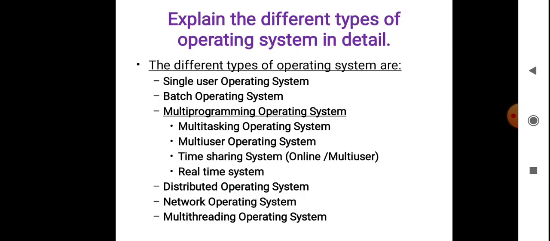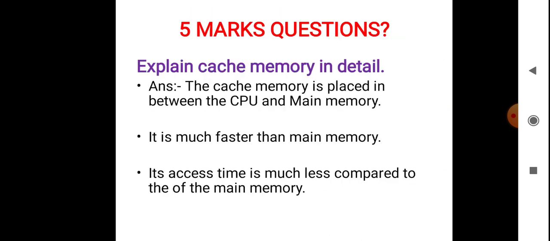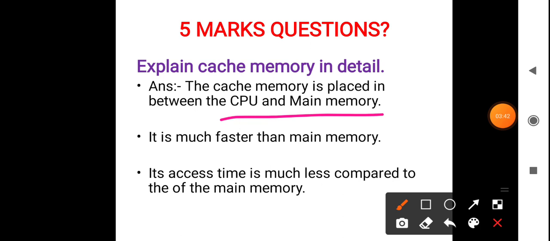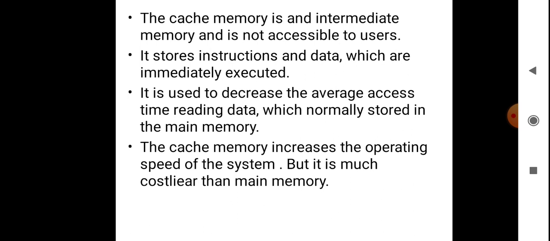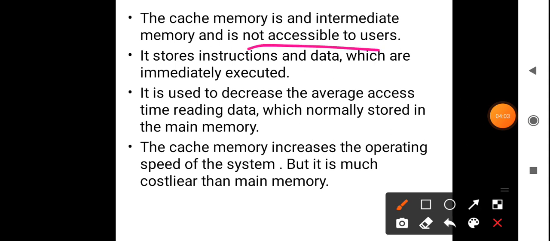Okay. So these are the key points you have to write for cache memory. What is the first point? Cache memory is a high speed memory which is placed between the CPU and the main memory. Cache memories are faster than the main memory and take less access time compared to it. Next, cache memory is an intermediate memory and it is not accessible to the common user.